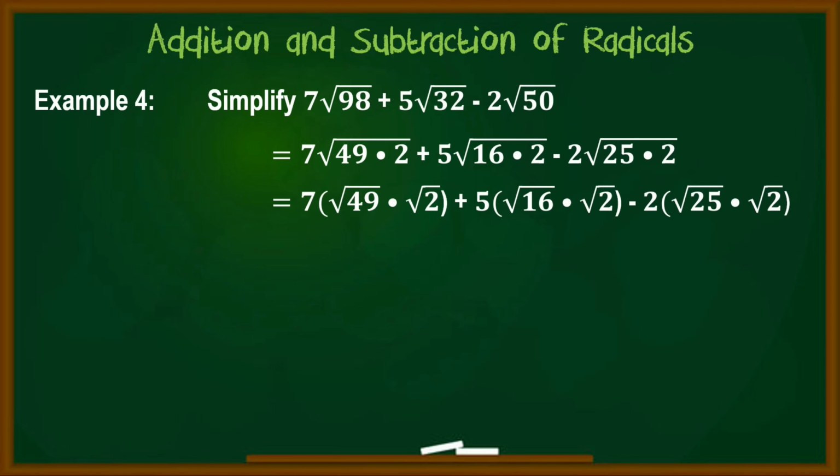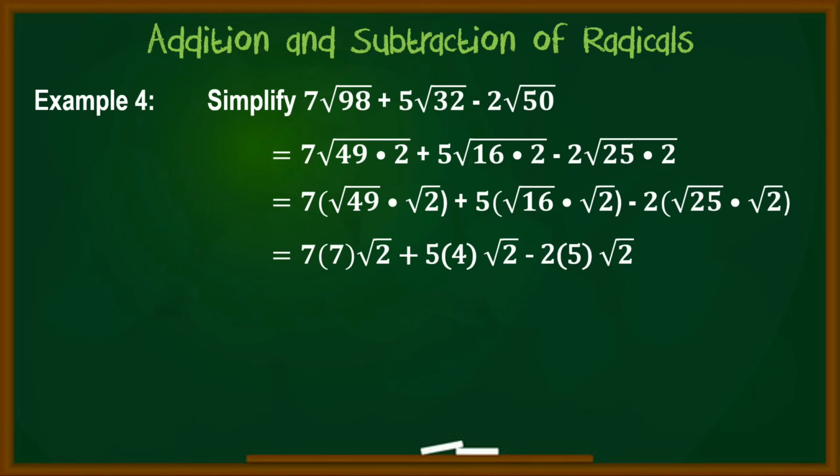Now, applying the product property, we have 7 times quantity square root of 49 times square root of 2 plus 5 times quantity square root of 16 times square root of 2 minus 2 times quantity square root of 25 times square root of 2.